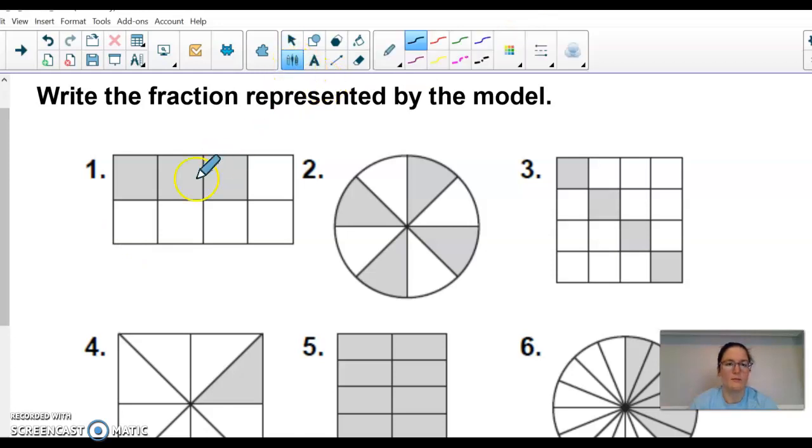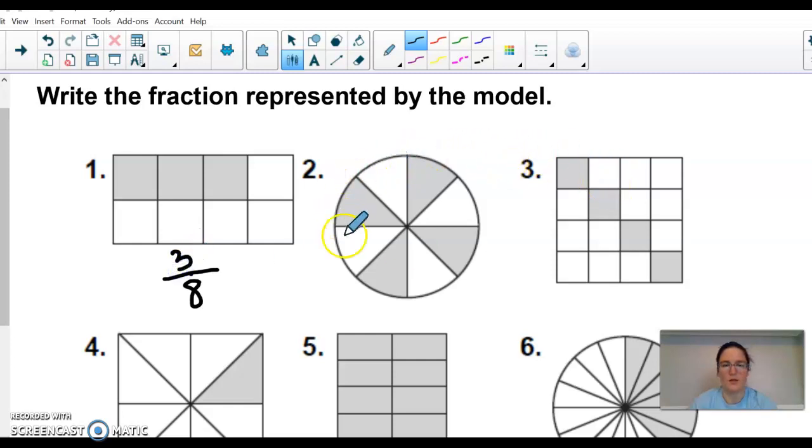So if you look at number 1, there are 1, 2, 3, 4, 5, 6, 7, 8 spots. So that's your total. So your denominator should be 8. And then what's represented is the shaded area. So 1, 2, 3 boxes are shaded. So that's 3 over 8.